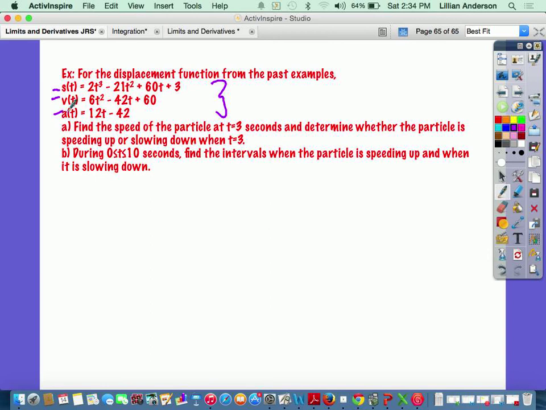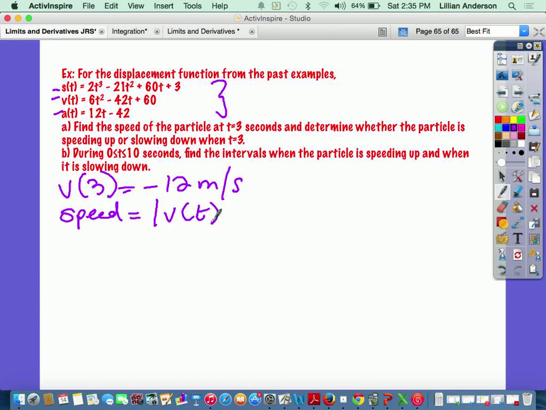The first thing we need to figure out is what our velocity is at 3 seconds. All we do is take our velocity function and plug in 3, and we find that our velocity at 3 seconds is negative 12 meters per second. Now speed, like the last slide said, is the absolute value of velocity. The absolute value of negative 12 is positive 12, so our speed is 12 meters per second.